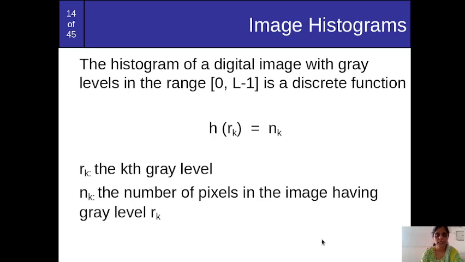So let us consider in more detail how to use this image histogram for enhancement purposes. Mathematically, we indicate the number of pixels at each gray level in a digital image by h of rk. What does this h of rk mean? rk is the kth gray level, and h is the histogram: how many pixels are present in the image having a gray level value rk is indicated by h of rk.